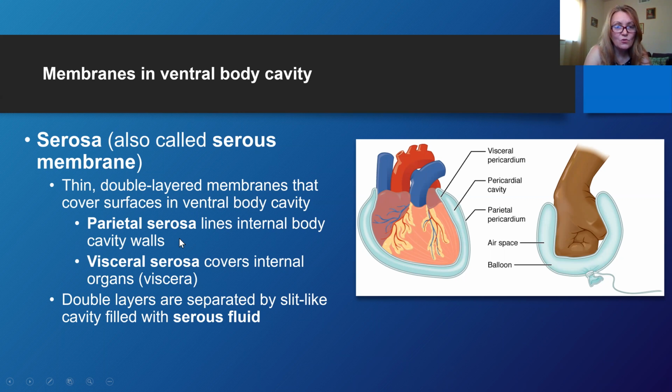So parietal serosa lines internal body cavity walls, and visceral covers internal organs. And viscera is the name for your ventral organs. Double layers are separated by a slit-like cavity filled with serous fluid. And this is for lubrication, reduction of tension, right? And allows organs to move smoothly, right, protection. So that's what this serous fluid is for.